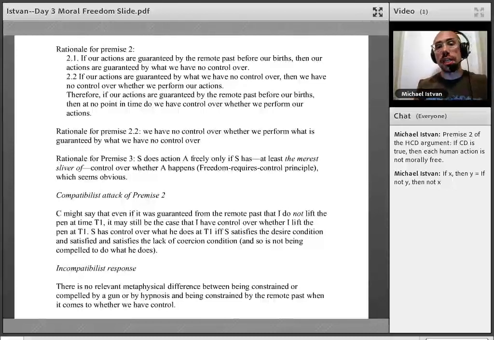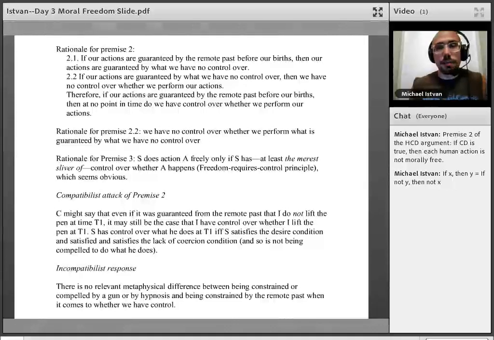Now, the key question is whether premise 2.2 is true, because 2.1 is obviously true. If your actions are out of the remote past before you were born, then that just means your actions are out of what you don't have any control over. No one's going to deny that. I mean, no one, relative to this context of an introductory course or any undergraduate course. Now, the question is, why is 2.2 true?